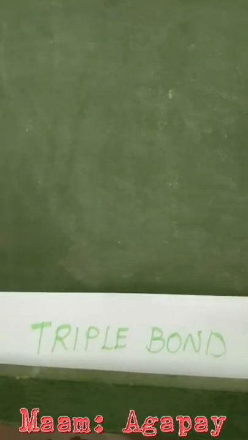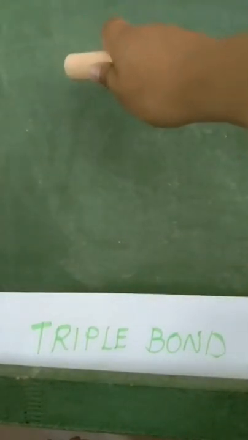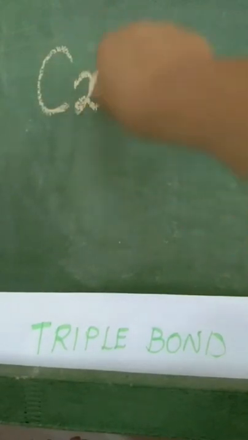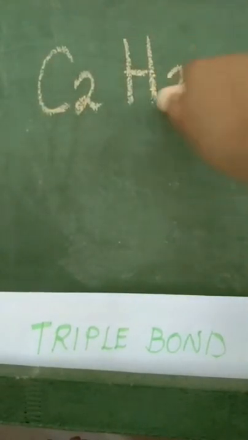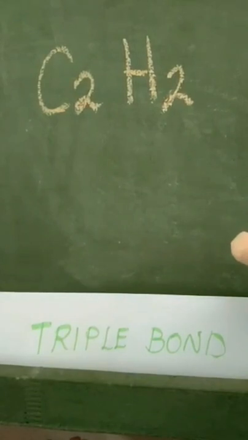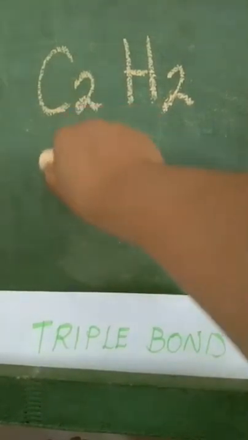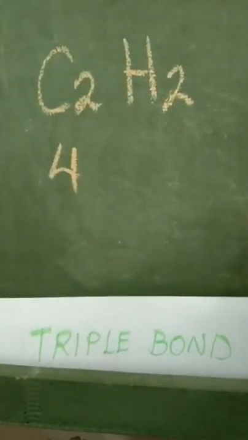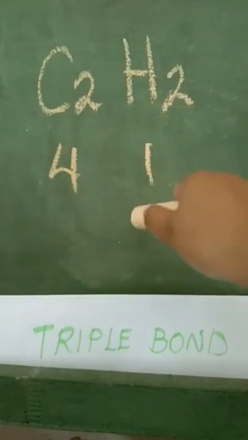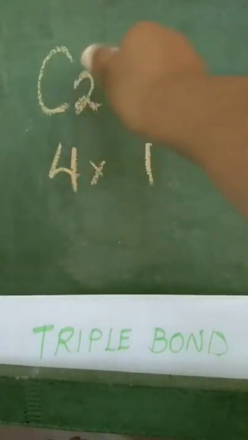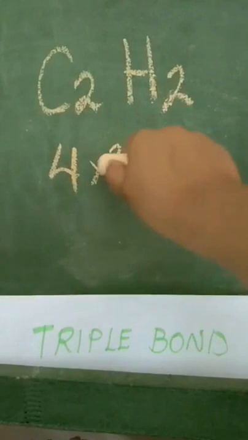Give an example of a triple bond. This is the chemical formula, and the chemical compound is acetylene or ethyne, C2H2, carbon 2 and hydrogen 2. First, count the valence electrons for all atoms. Carbon is in group 14, with 4 valence electrons, and hydrogen is from group 1 with 1 valence electron. We need to multiply by 2 because we have carbon 2 and hydrogen 2.